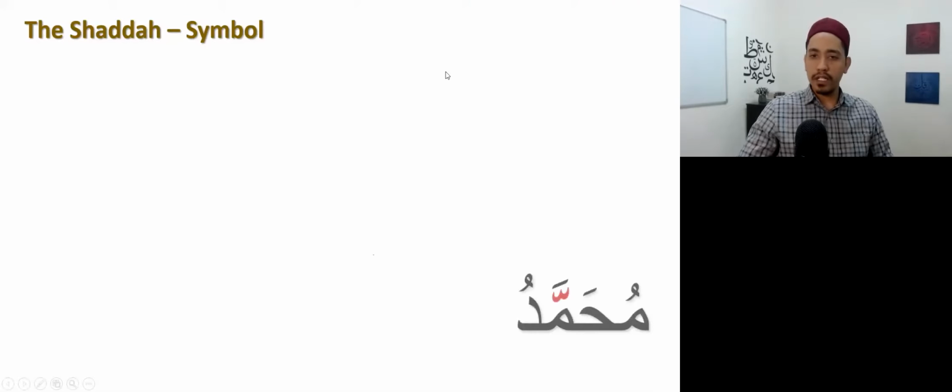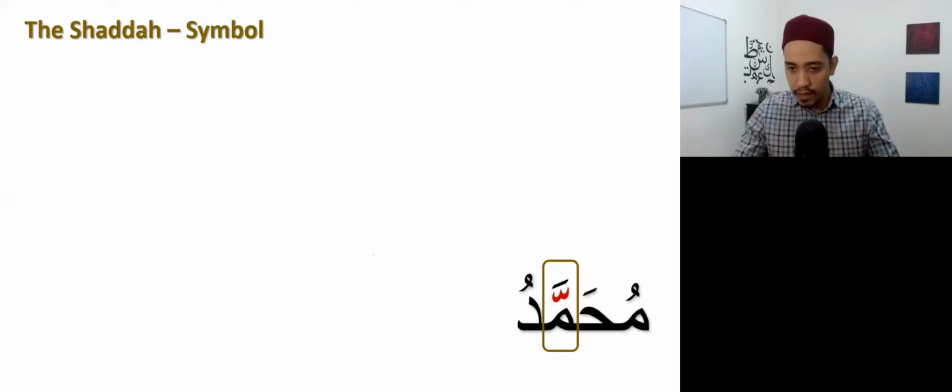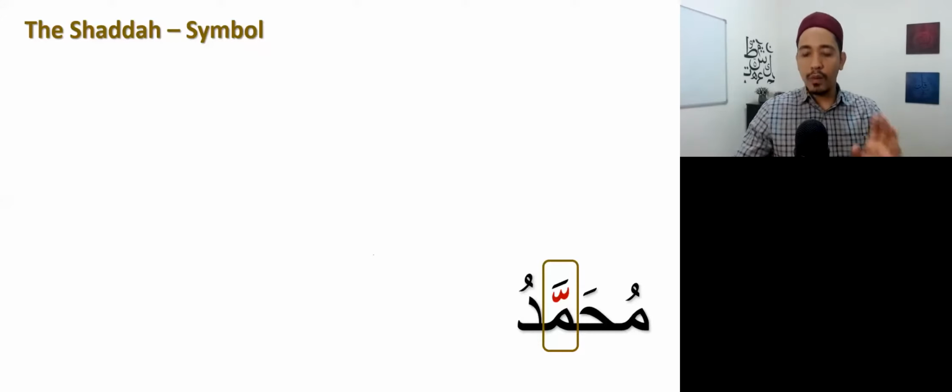So the Shaddah, let's look at the symbol over here. Let's look at the scenarios in which the Shaddah appears. The first one is this one over here. If you look at this letter, the letter Mim, you'll see there's a Fatha on the Mim. We see a Fatha there. We also see this mark that we spoke about now called the Shaddah.